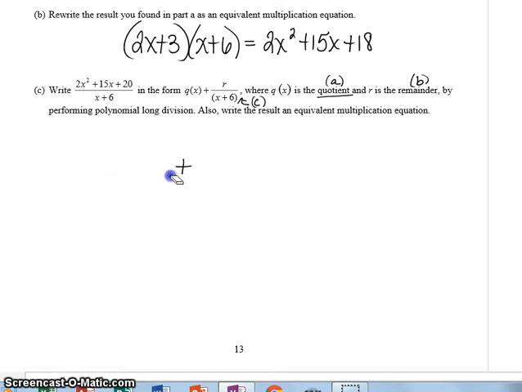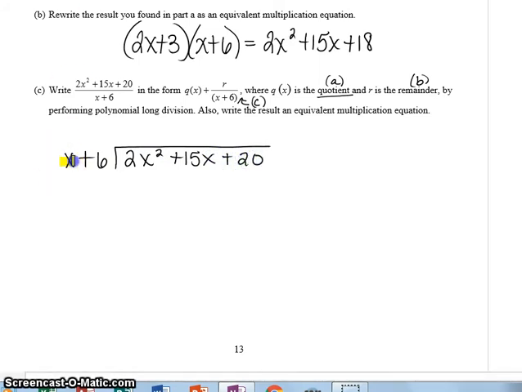Oops. We actually have to do this one. It's not related to the other one. Okay, so x plus 6 is going to get divided into 2x squared plus 15x plus 20.